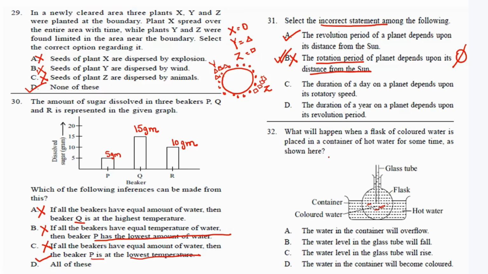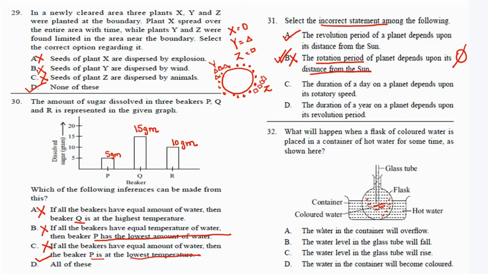Coming to question number 32. Question number 32 says, what will happen when a flask of colored water is placed in a container of hot water for some time as shown here? So here we can see that there is a flask, and inside the flask there is colored water. Inside this conical flask, a glass tube is present, and in the container there is hot water. So what will be the inference here?